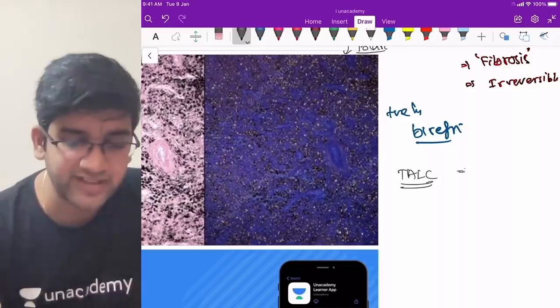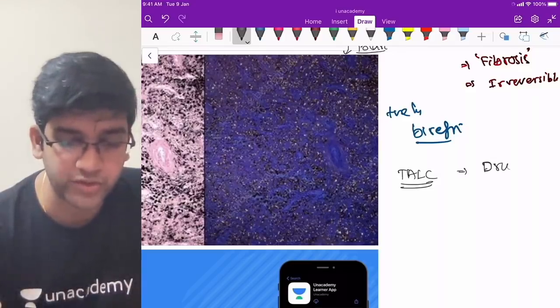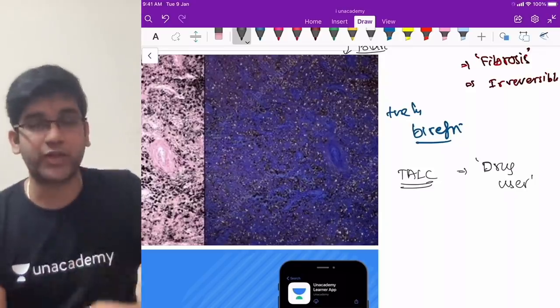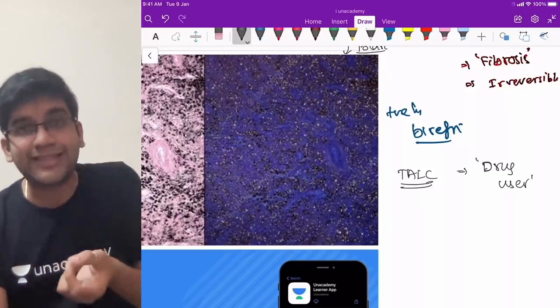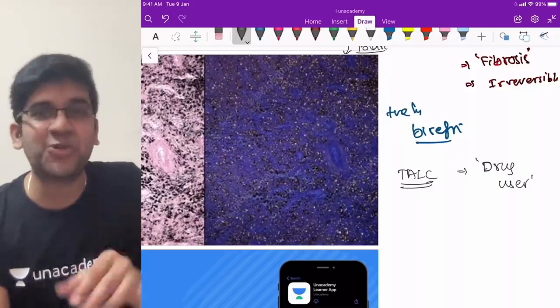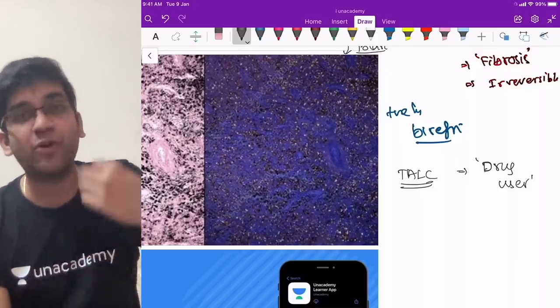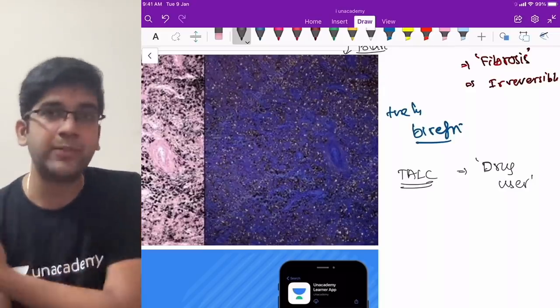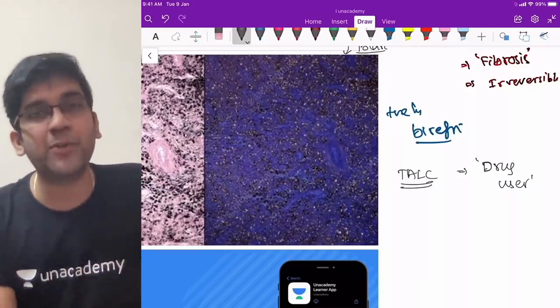Talcum powder is especially possible in drug users. You must be wondering how. Cocaine drug users. It's not cocaine, right? They inhale cocaine. The cocaine adulterant is talcum powder. Everywhere it's going to be adulterated. Even cocaine is going to be adulterated, right? So when they keep on inhaling talcum powder, cocaine will be utilized by my body. Talcum powder will not be utilized by my body.